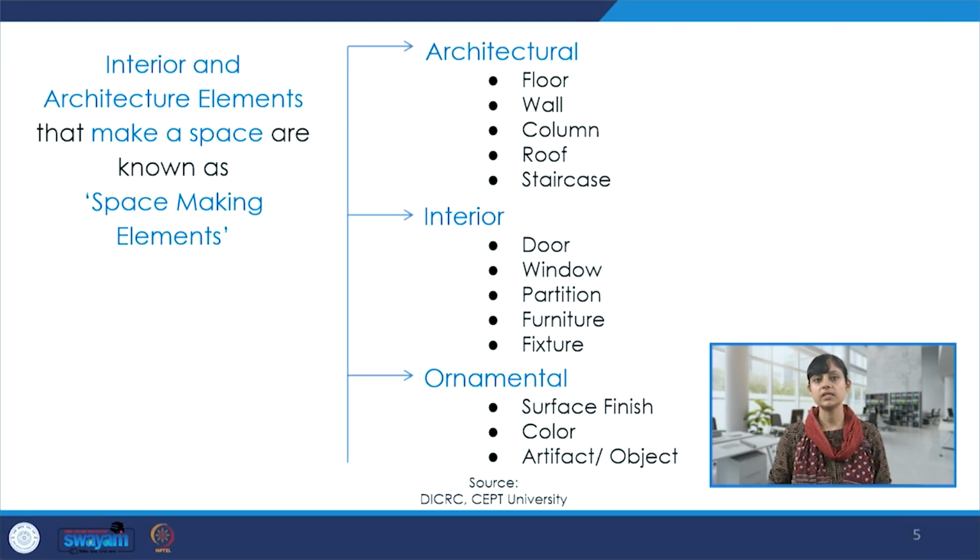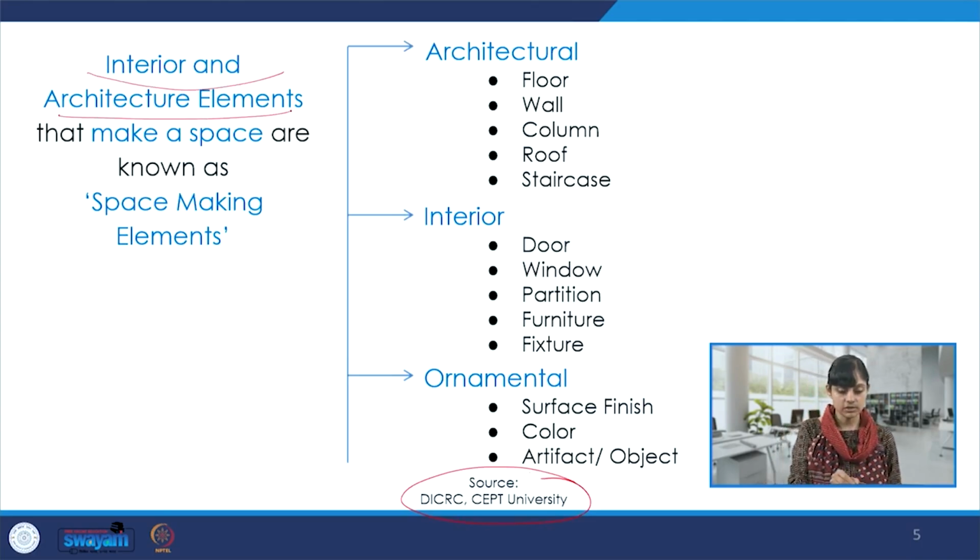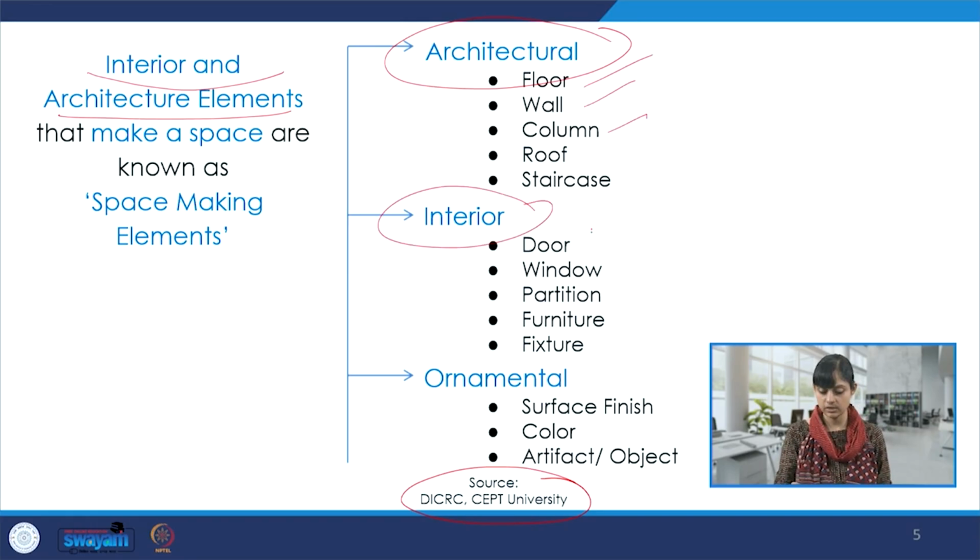So what are space making elements? This is one classification by CEPT University, and interior and architecture elements that make a space and constitute a space, they are essentially known as SMEs or space making elements. They could be architectural, such as a floor, wall, column, roof, staircase. Interior elements like door, window, partition, furniture or a fixture. They could also be ornamental, which is like a surface finish, color or an artifact or an object.